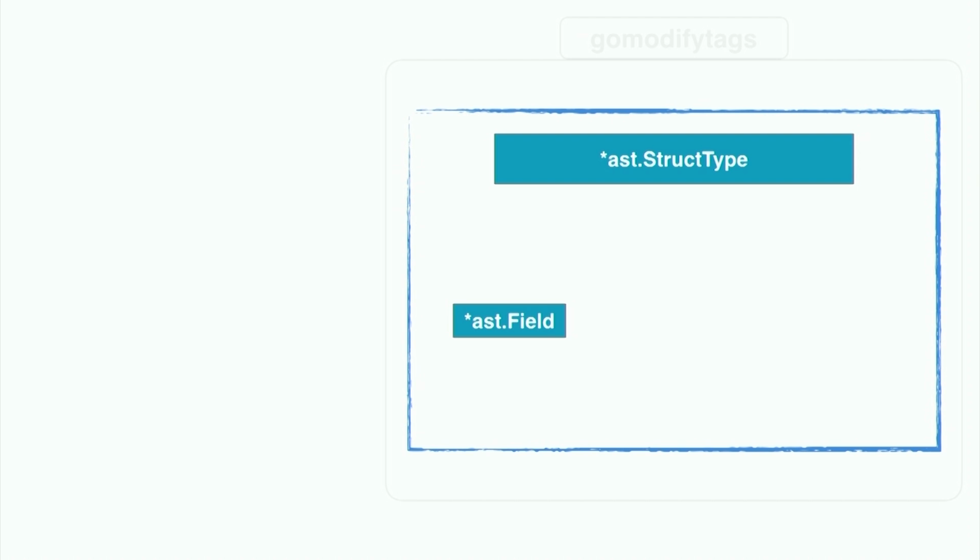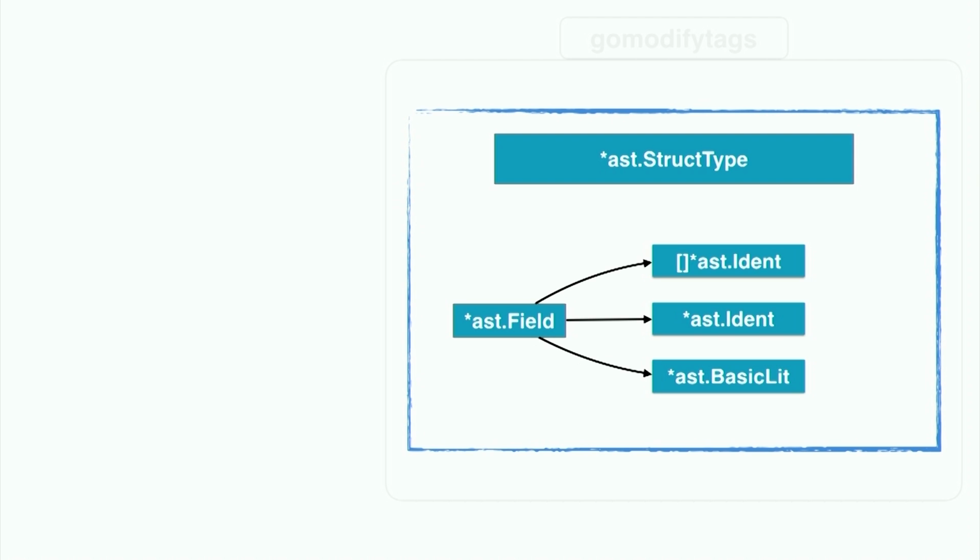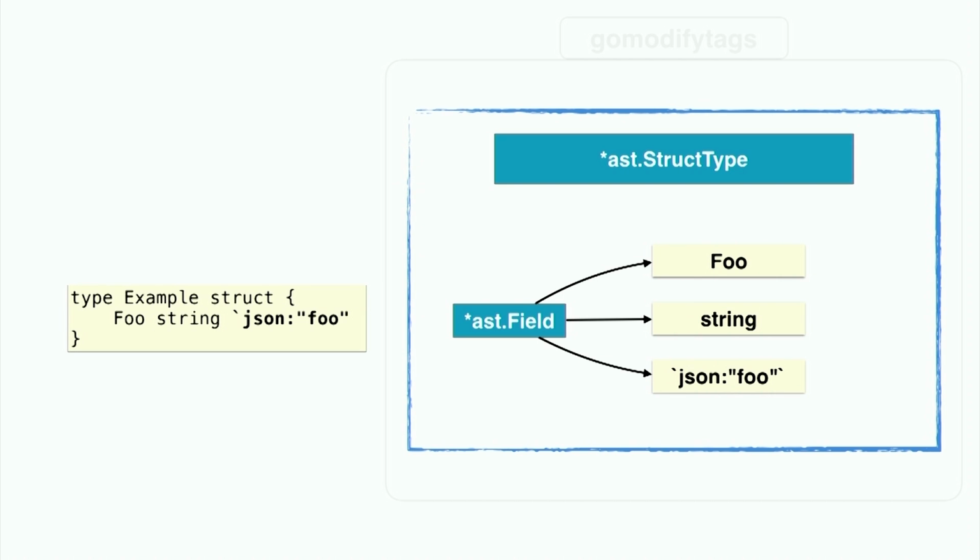One of the fields has these nodes, as you remember: the names, the type of the field, and the tag itself. For example, in this simple struct example, the name is foo, the type is string, and the tag is JSON foo. If you want to rewrite it, we just select the tag node, remove it, and replace it with JSON bar. When you do it, the file itself is also updated, because the node is already updated. I'm going to explain how you print it back, but this is how you do it.